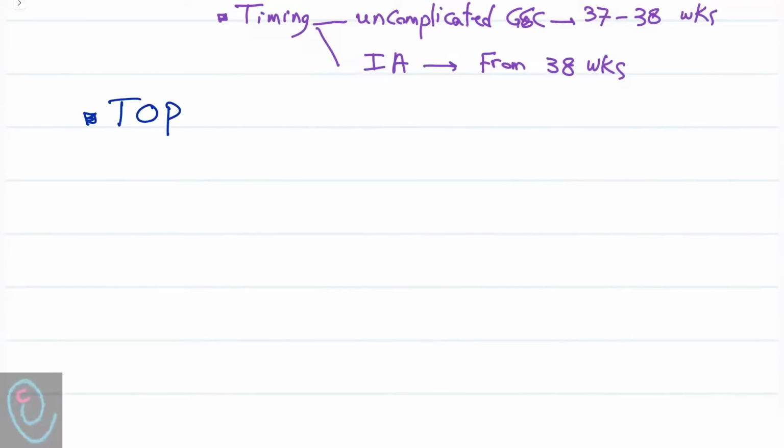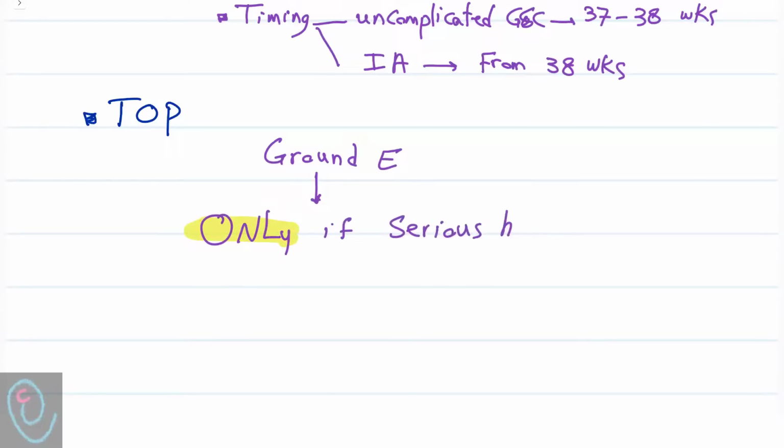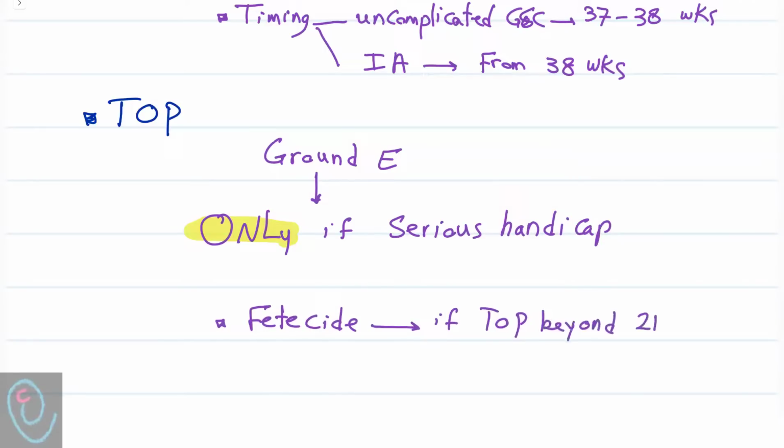The option of termination of pregnancy can be offered under Ground E if the condition represents a serious handicap, for example due to associated congenital anomalies or genetic problems. And feticide is required if termination is offered beyond 21 plus 6 weeks.